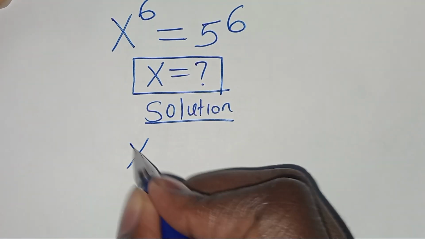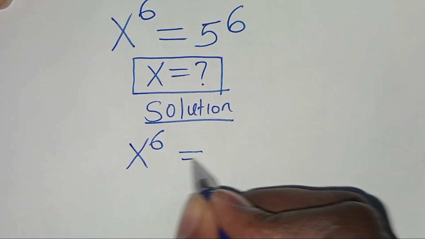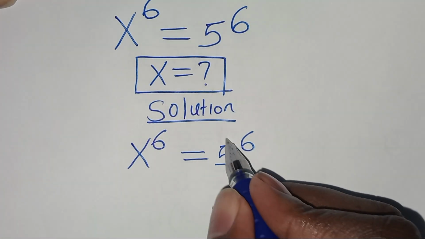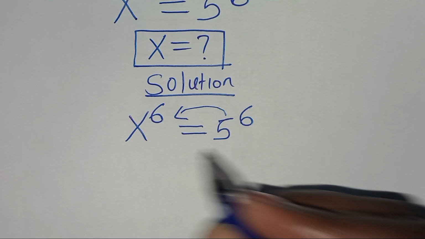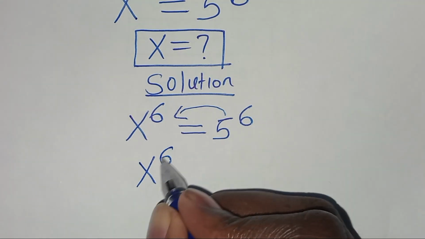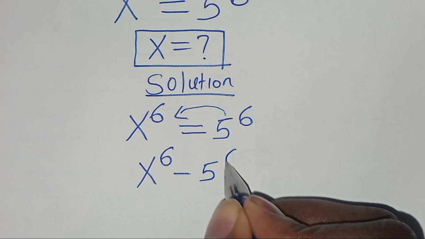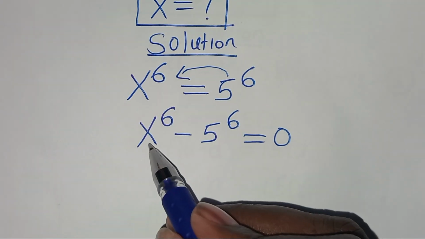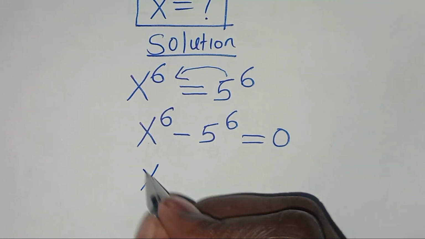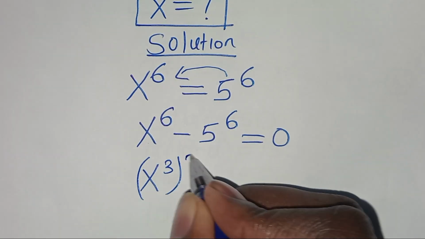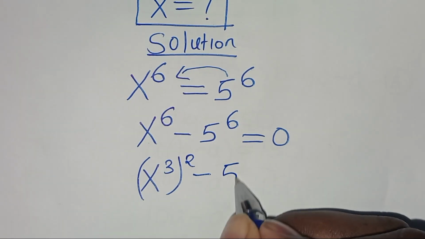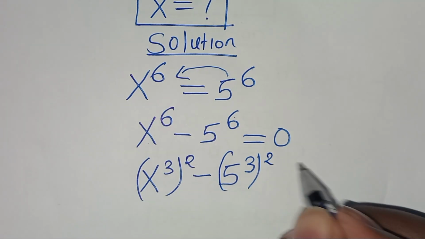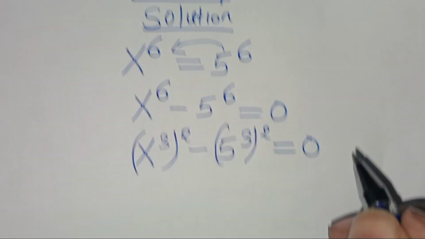So we have x to the power 6 equal to 5 to the power 6. The first step is to take 5 to the power 6 to the left hand side so that we have x to the power 6 subtract 5 to the power 6, this is equal to 0. We can express x to the power 6 as x to the power 3 raised to the power 2, then subtract 5 to the power 6, which you can express as 5 to the power 3 raised to the power 2, this is equal to 0.